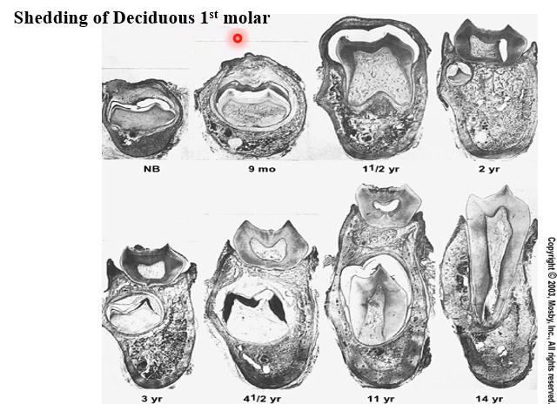Shedding of the deciduous first molar. At birth, the crown of the deciduous first molar is forming, and at 9 months after birth, this crown is complete and formation of the root occurs here. At 1.5 years, the crown formation is complete and root formation occurs here.